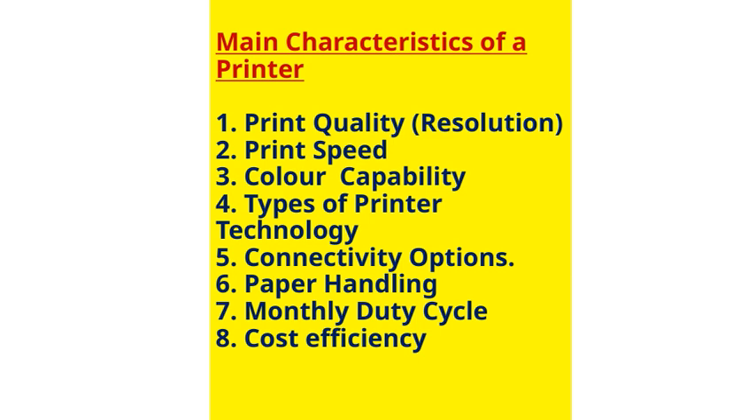Connectivity options are also crucial. Modern printers offer various ways to connect, like Wi-Fi, Ethernet, or even mobile printing, making it easier to print directly from your devices without hassle. Paper handling features, such as tray capacity and duplex printing, can impact workflow, especially if you're printing large volumes or double-sided documents regularly. The monthly duty cycle indicates how much printing a printer can handle safely each month without breaking down, important for high-volume environments.